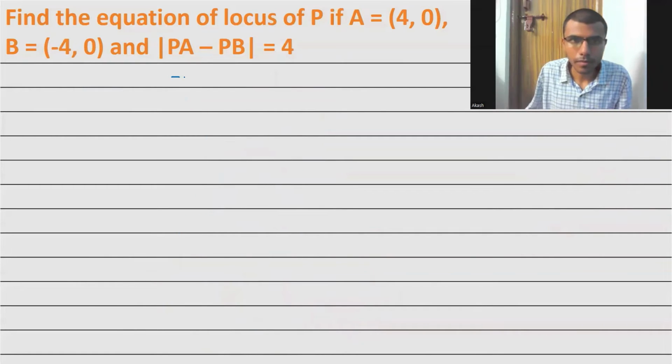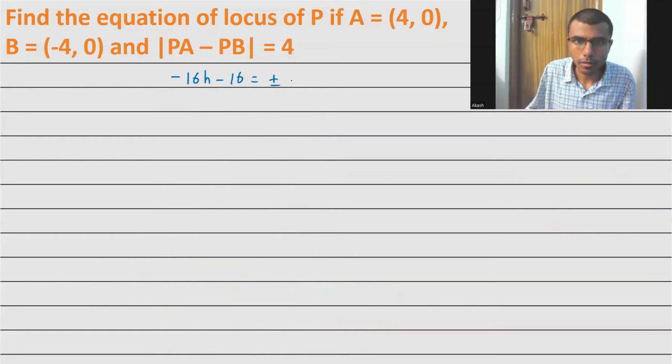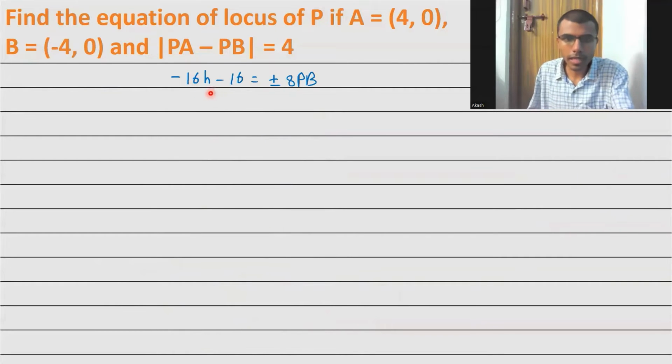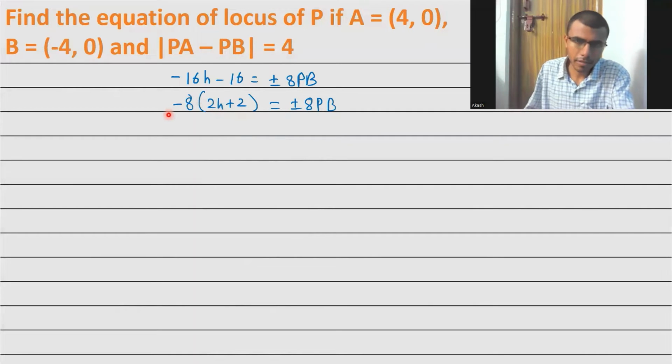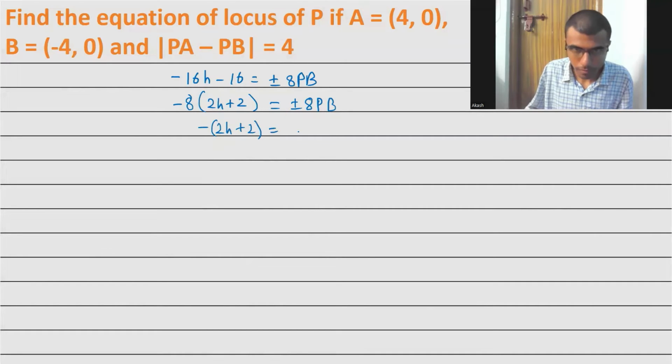I'm going to the next page. Minus 16h minus 16 is equal to plus or minus 8 pb. Now in these two terms, I can take minus 8 common. Actually, I can take minus 16 common, but 8 is sufficient because here 8 is only there. Minus 8 into 2h plus 2 is nothing but plus or minus 8 pb. So this 8 and 8 would get cancelled. Ultimately, I'd be left with minus of 2h plus 2 is equal to plus or minus pb.